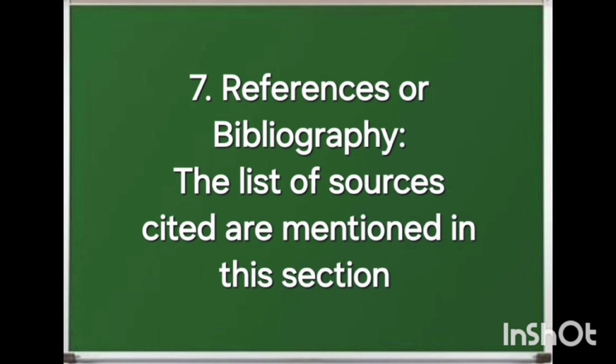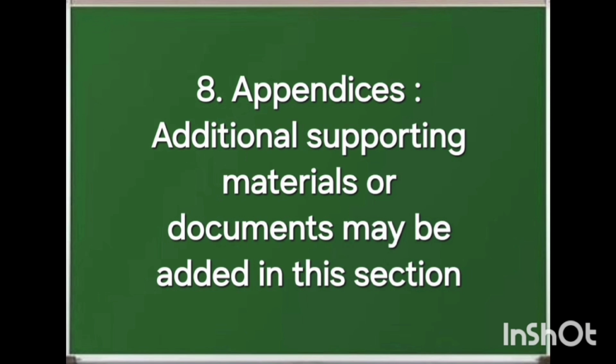Next is references or bibliography. As the name or the title suggests, bibliography, that's a list of the sources cited. They are all mentioned in this section because for conducting any study, any research, you will have to go through various books, journals, magazines, articles. So all the things that you have used for your study will be mentioned in this reference or bibliography section of your report.